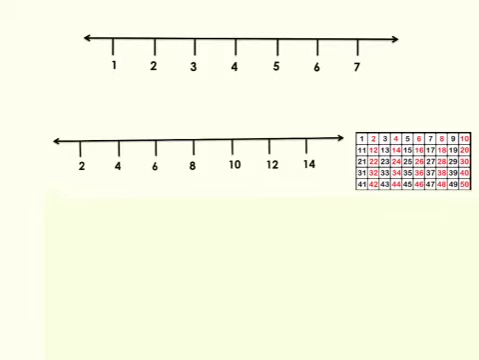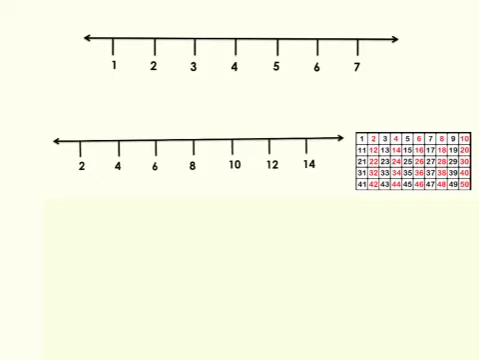Sometimes a number line might not have every single number written on it, like this one here. This one has 2, 4, 6, 8, 10, 12, 14. Yeah, that's counting in twos. So we can see that sometimes it's not going to show us every single number. It might be a skip counting pattern.